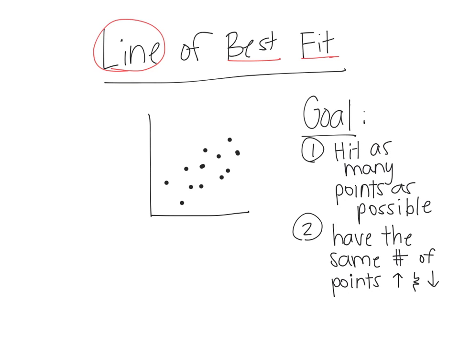So what you want to do is, if you can, go through as many points as possible, and have the same number above and below, roughly, okay? So this is what we call eyeballing the line of best fit. And now we're going to move into how to actually do that on your calculator.